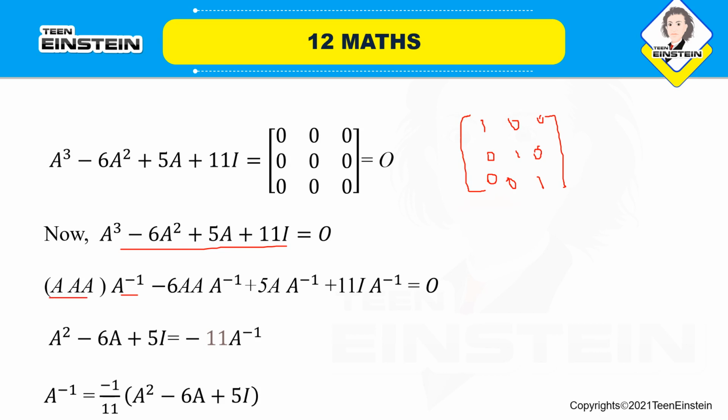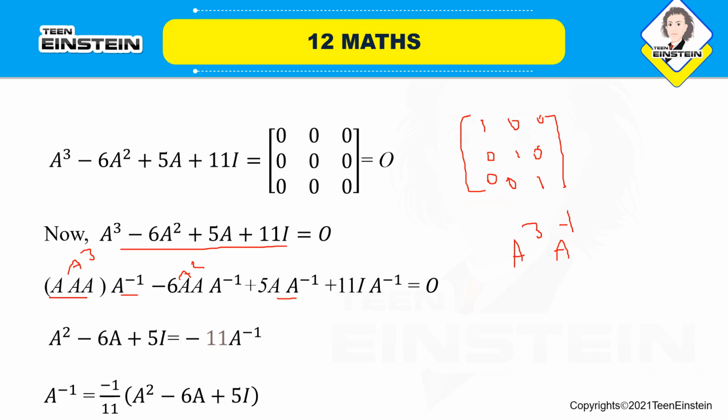What is A cube into A inverse? Here the base is the same, so we can add the powers. 3 minus 1 gives 2, so A square. Then A square into A inverse. What is 2 minus 1? It is 1, so A. The base is the same, so we can add the powers. Next, A into A inverse is an identity matrix, so I. What is I into A inverse? When you multiply any matrix with an identity matrix, then you will get the same matrix.